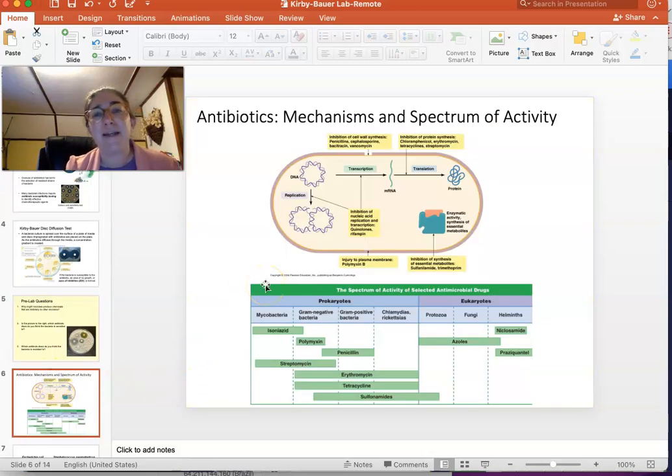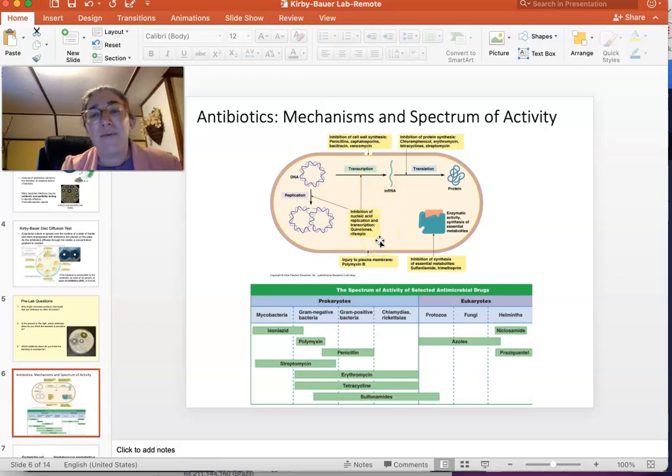So antibiotics, of course, have different mechanisms of action. So they have different targets in the cell. Some common targets, one is some target cell wall synthesis. So these are all ways in which they remain selectively toxic to bacteria and not eukaryotes like ourselves. So eukaryotes do not have peptidoglycan cell walls. So targeting the cell wall is a common target.